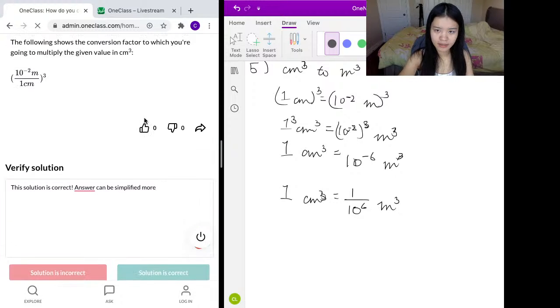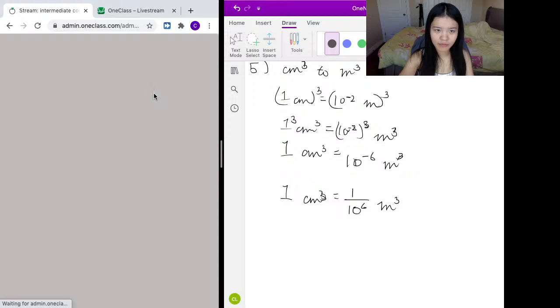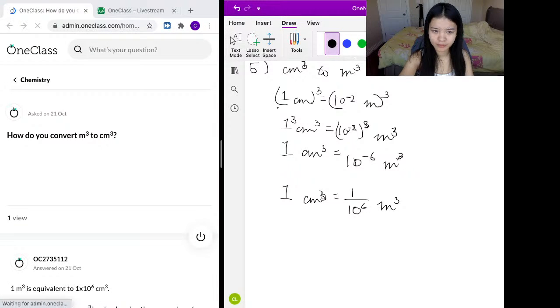Solution is correct. Now let's move on to our next math problem.